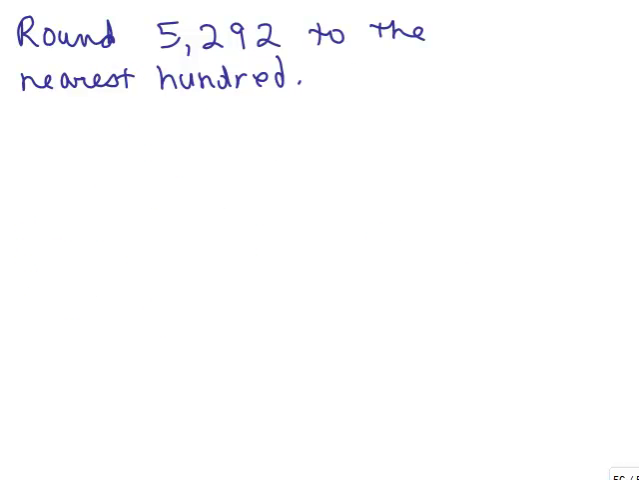All right, try this one on your own. Round 5,292 to the nearest hundred. All right, we have to find the hundreds place. It's this 2 right here, right? Okay, so the numbers after that will be replaced with zeros. Those will be zeros. And the question is, do I keep it 52 or do I add 1? Since this next digit's a 9, I add 1, so I get 53. So I've rounded to the nearest hundred.